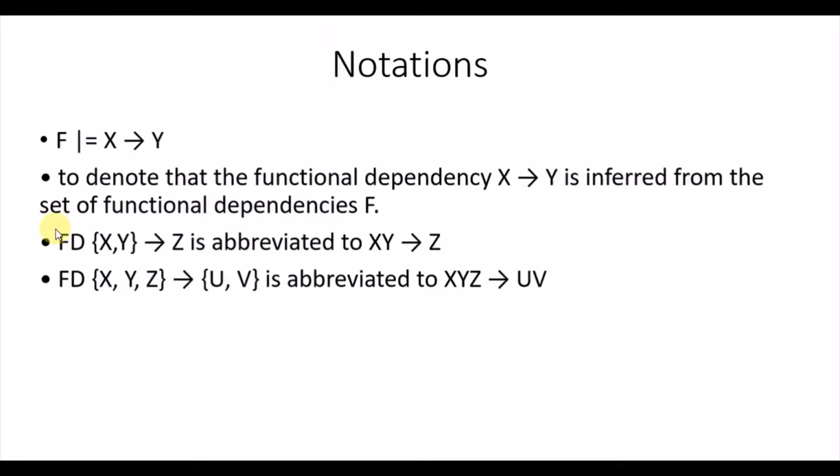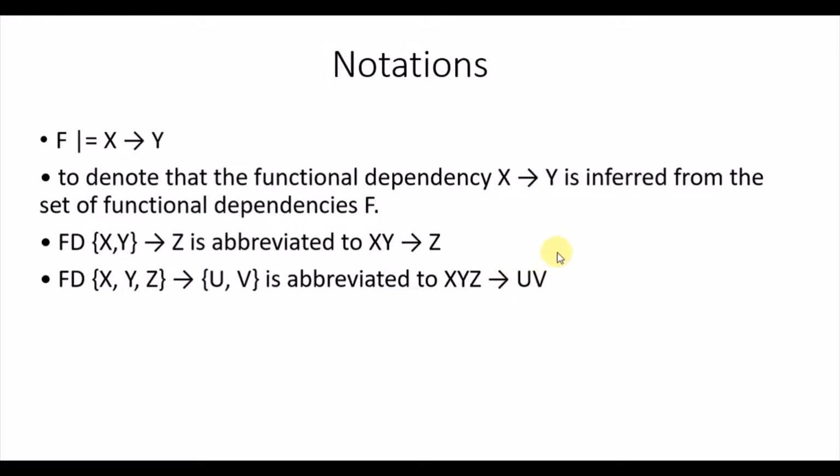So for the functional dependency, for example, X comma Y to Z, you can use an abbreviation for that. This is abbreviated to XY to Z. Even though that is a set, you can represent that with the juxtaposition XY to Z. Or if you have a functional dependency like the set X comma Y comma Z that implies U comma V, then that can be written as XYZ to UV. Each one is a set, so you can use a juxtaposition like this: XYZ to UV.